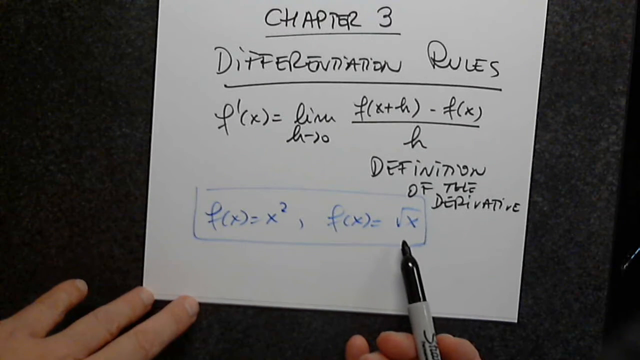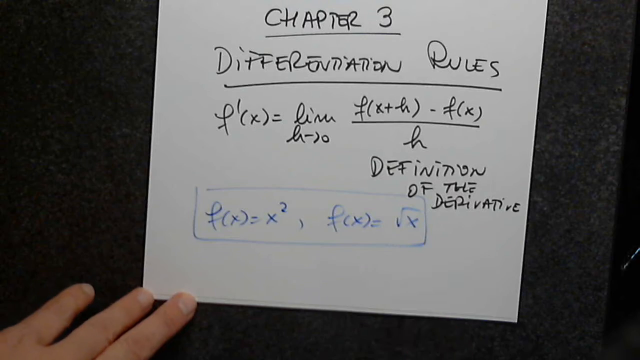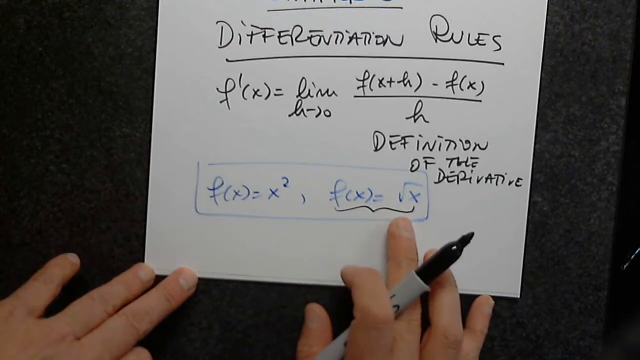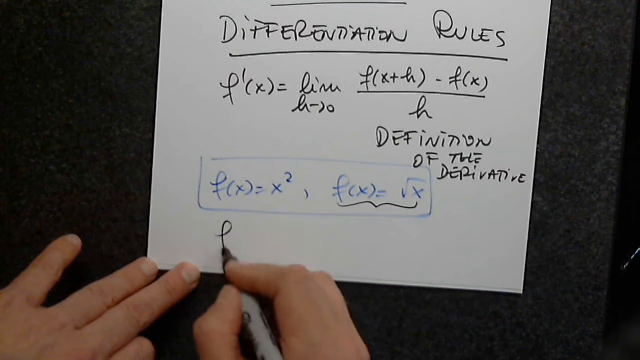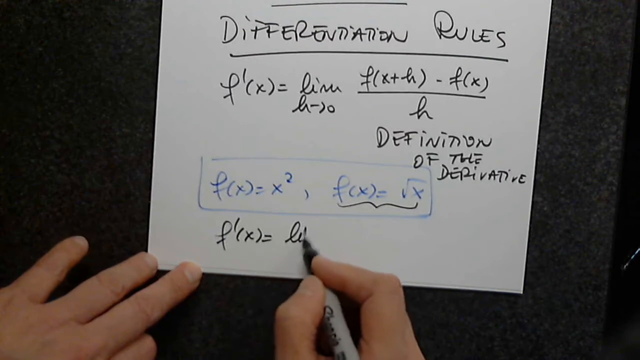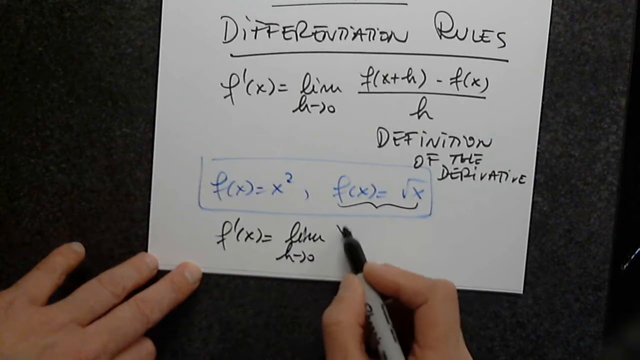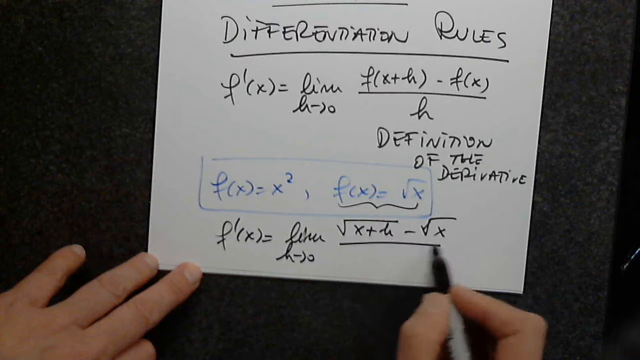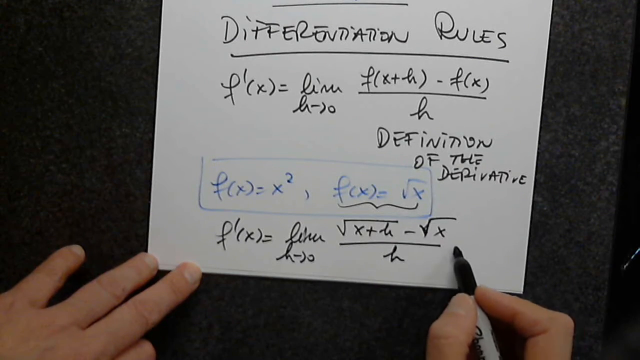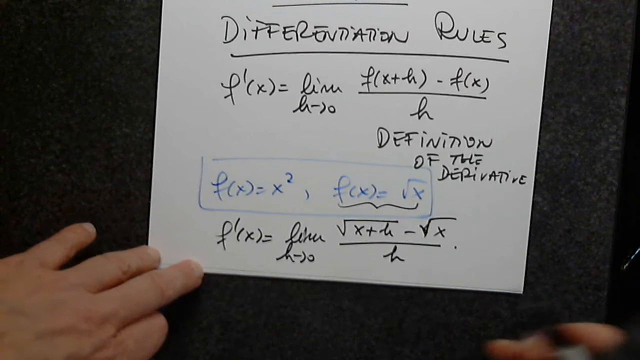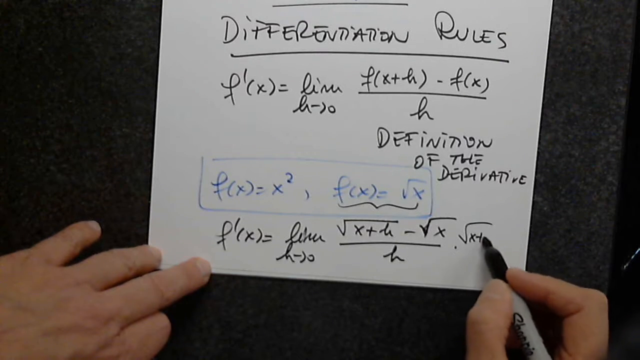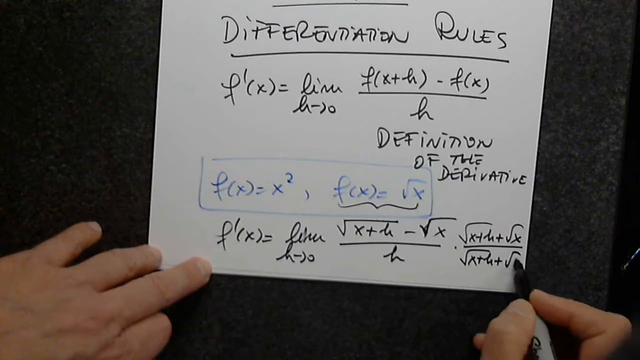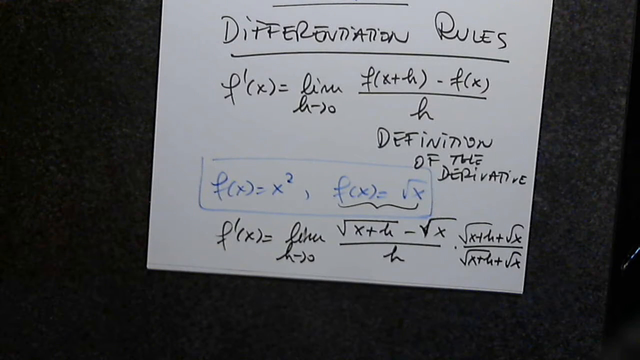Did we do this one last time? That's okay. Let's do it one more time. So let's say I want to determine the derivative of this function using the definition. So then that will be f prime of x equals the limit as h approaches 0 of the square root of x plus h minus the square root of x, divided by h. Of course, and this is 0 over 0, no questions about that. So then we multiply by the square root of x plus h plus the square root of x over the square root of x plus h plus the square root of x. We did this so many times, we rationalized the top.